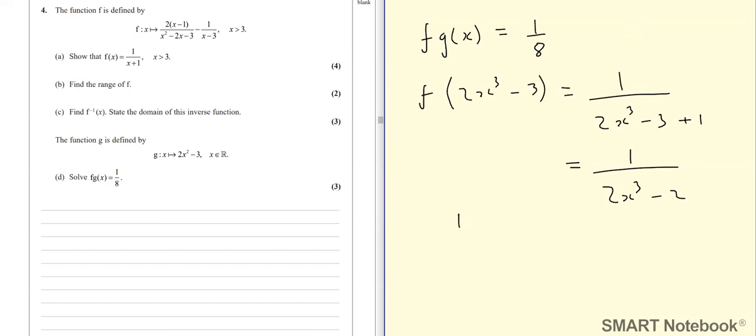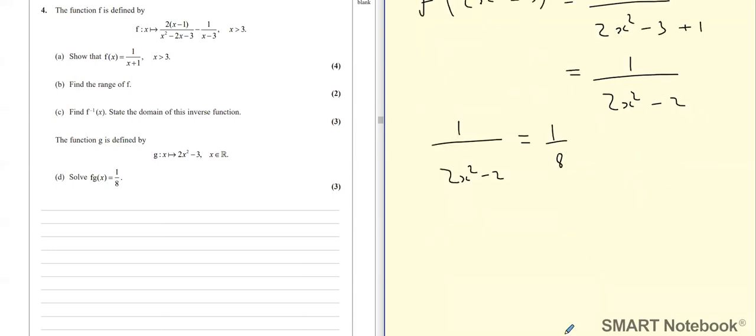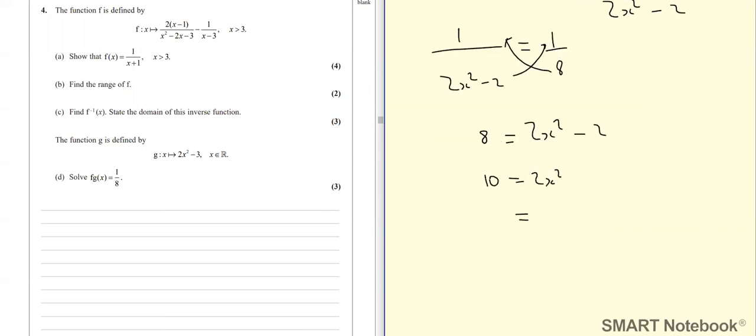Sorry, squared, isn't it? I was saying cubed. Thank you for pointing that out. So 1 over 2x squared minus 2 equals 1 over 8. At this point, I would cross multiply both things to the top. So we get 8 equals 2x squared minus 2. 10 equals 2x squared. And this is 5. So x equals root 5. But because x can be any real value here, we can have plus or minus root 5.